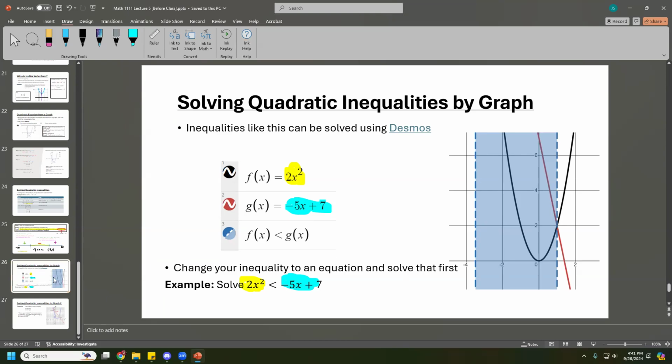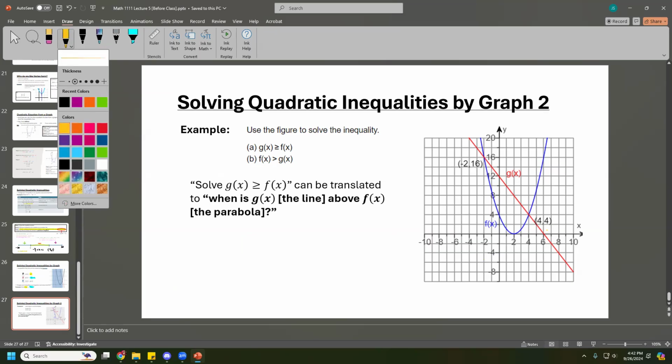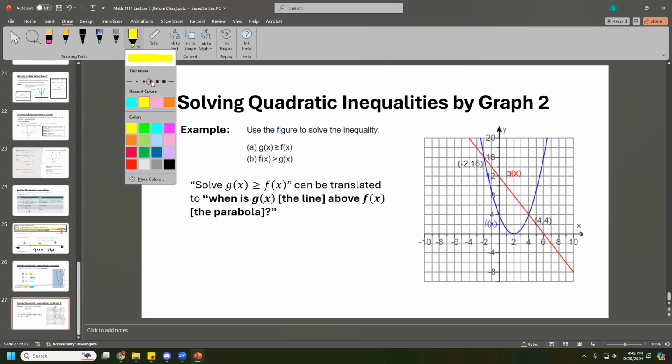However, you also don't need Desmos to spoon feed you the answer. You can do this yourself from a picture. What this is really asking when you have something like g greater than f or f greater than g, is, when is my g bigger than my f? Or in other words, when is my g above f on the number line or on the graph? So let's take a look at when that happens. I'm going to use yellow for this.